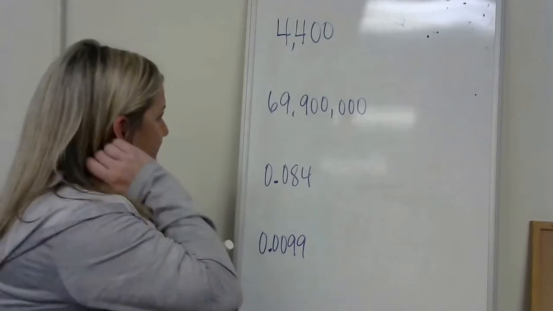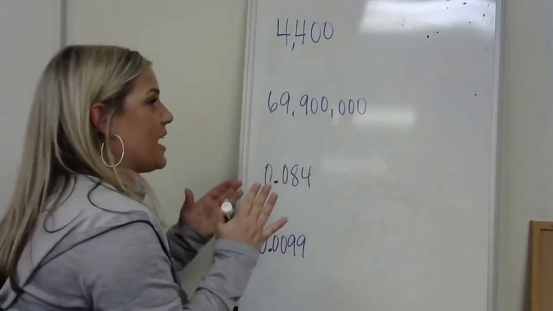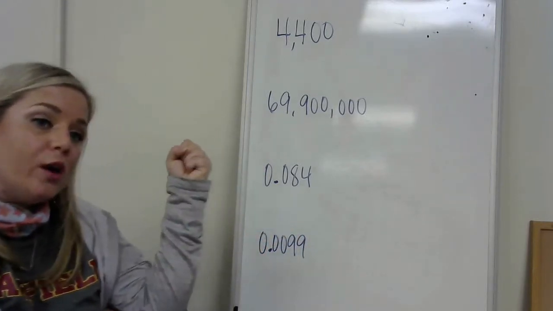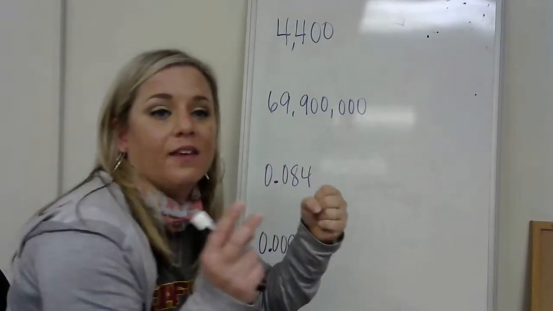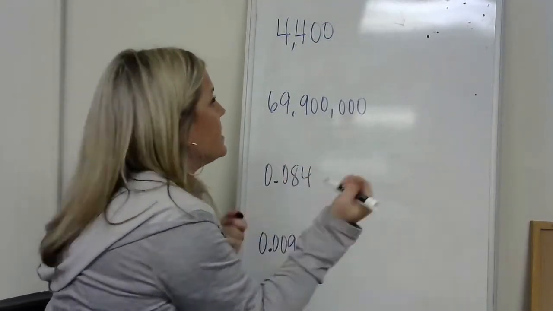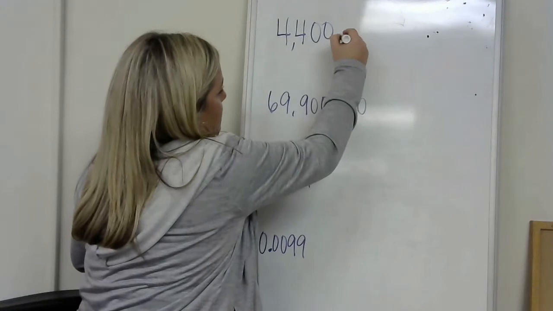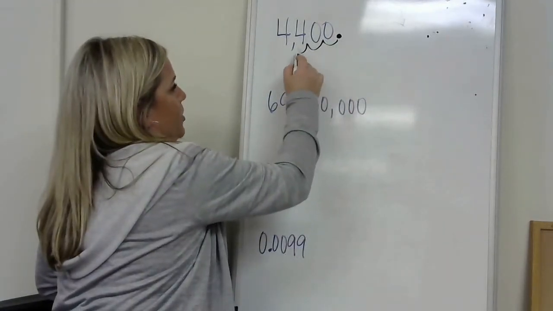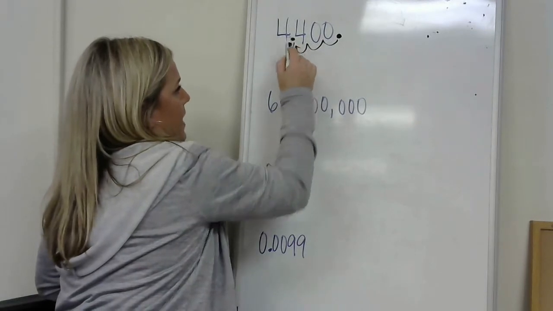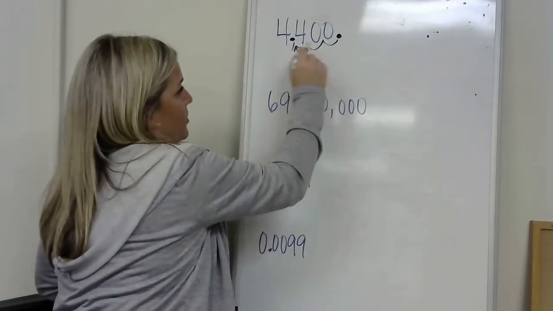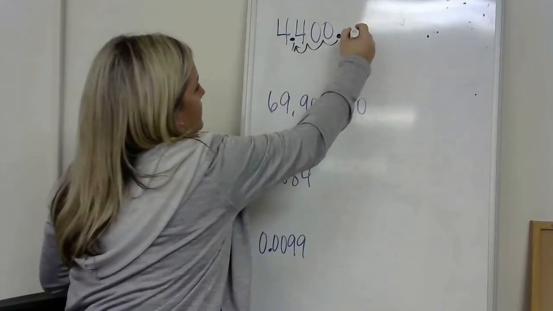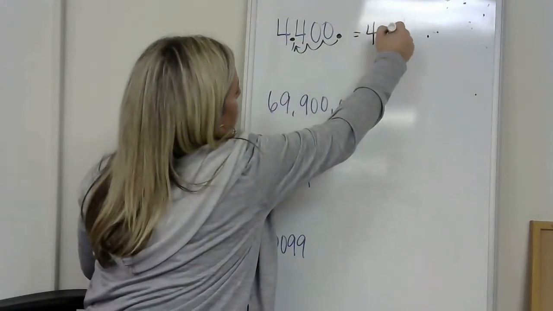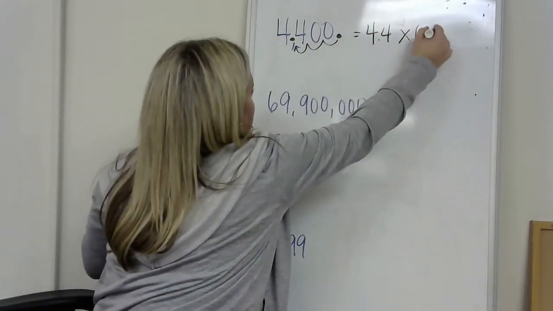Okay, so I'm going to add a decimal. And in scientific notation, we have to have one whole number in the front. It doesn't matter what's behind the decimal, but we've got to have one whole number in the front. So I'm going to add a decimal here, okay? And I'm going to move it 1, 2, 3 times. So I moved it 3 times. So that is going to be the same as 4 4/10 times 10.